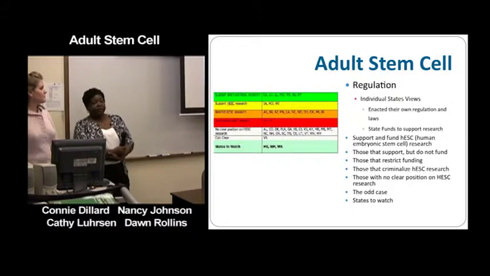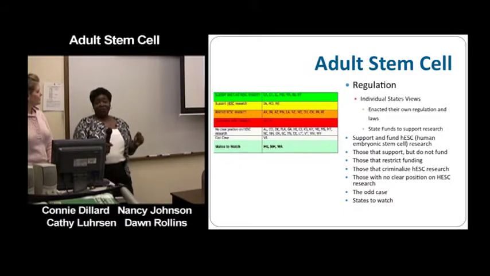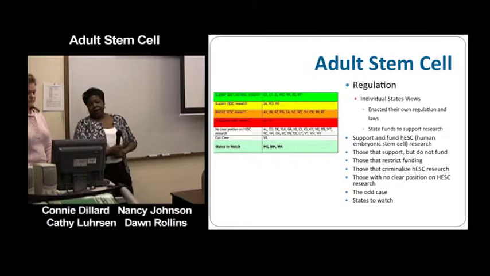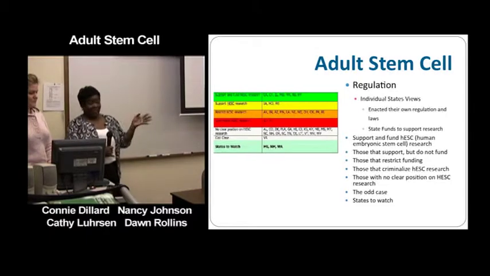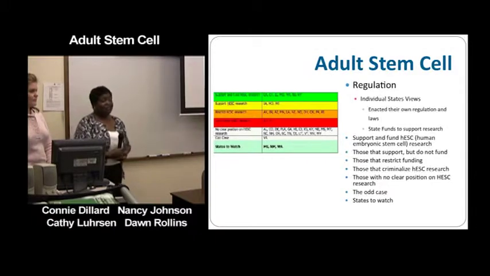Individual states started enacting their own laws to usurp the federal ones, or rather, not laws, but executive orders from presidents. Of course, there was a mixed bag. No one state was going to be like another state. So what I did is I broke them down into categories. The biggest issue was over public funds to support this research.